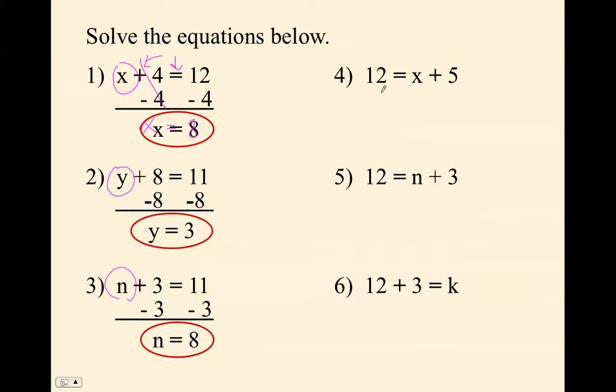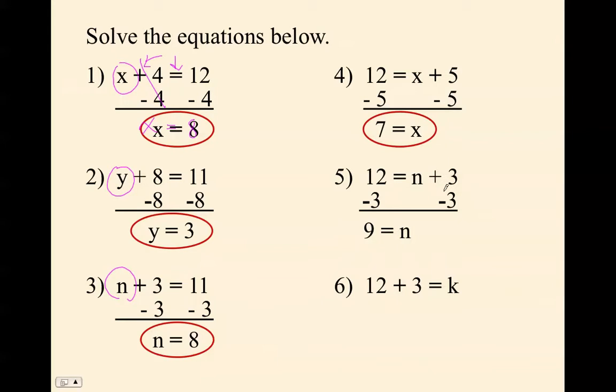Coming over here for number 4, quickly, we're going to add 5. Now this looks a little different because the variable is now on the right side of the equation instead of the left side of the equation, but don't let that fool you. It's the same process. You're going to subtract 5 from both sides of the equation. You're going to do that and you get 7 is equal to x. Same thing here, we're going to subtract 3 to isolate the variable, and we get 9 is equal to n.